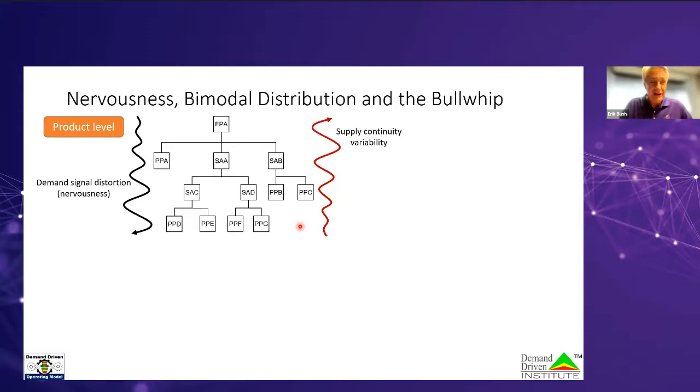When you think about it, market demand is going to amplify itself if there's variation as we go further down the product structure or further up the supply chain. The bullwhip effect amplifies itself with signal nervousness as it goes through those layers. And at the same time, supply variability and continuity can vary going in the other direction. So what we're trying to do is get better control of these types of variation within our DDOM environment.